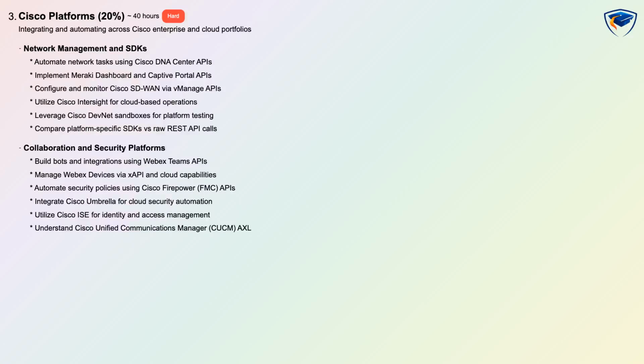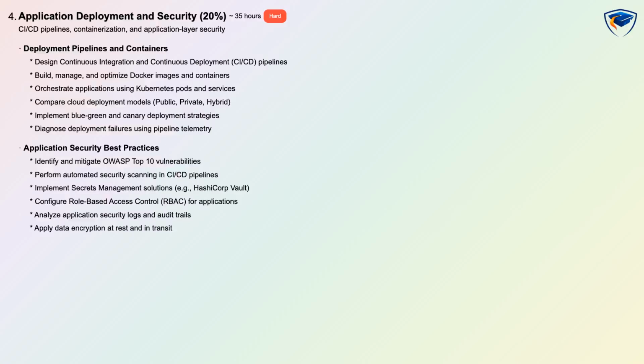API calls. Additionally, you'll need to have knowledge of collaboration and security platforms, including how to build bots and integrations using WebEx Teams APIs, manage WebEx devices via Zapier and cloud capabilities, automate security policies using Cisco Firepower APIs, integrate Cisco Umbrella for cloud security automation, utilize Cisco ISE for identity and access management, and understand Cisco Unified Communications Manager AXL.